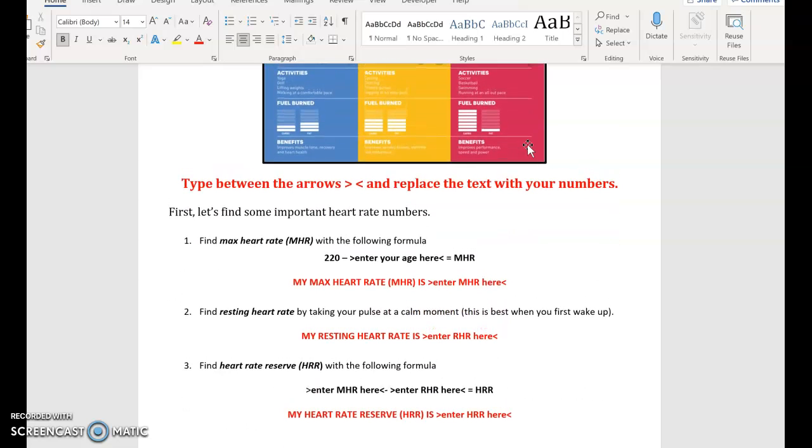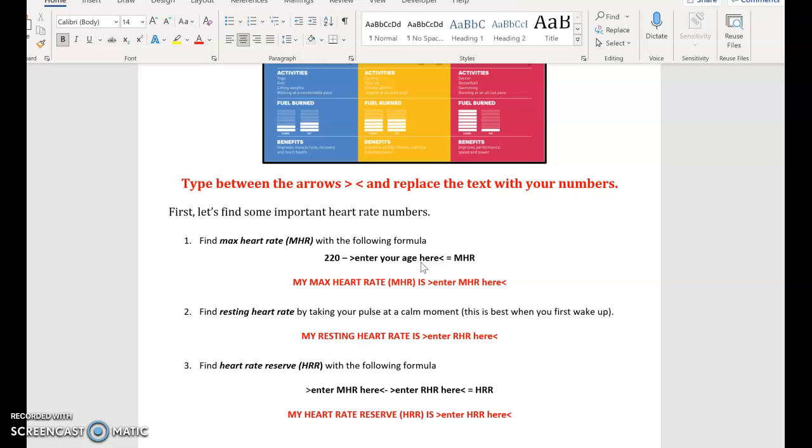You will see that if you type between the arrows, it'll replace the text with your numbers that you insert between the arrows. So during this assignment, always click in between those two arrows whenever you see arrows and insert the information that it asks for. So number one, you're going to be finding your max heart rate with the following formula. So 220 minus your age equals your max heart rate.